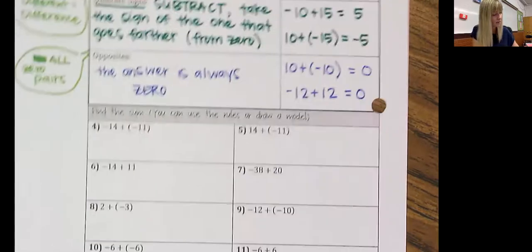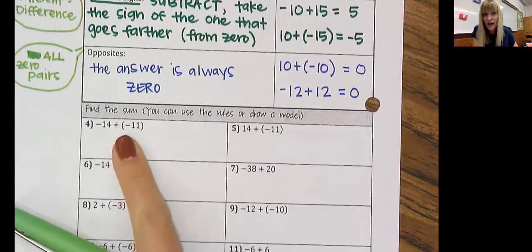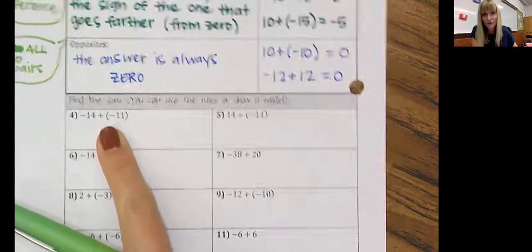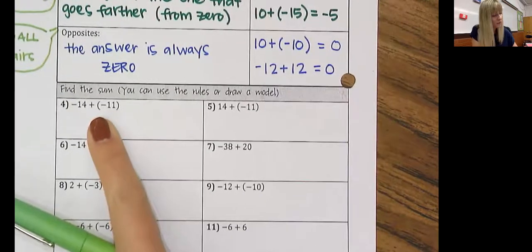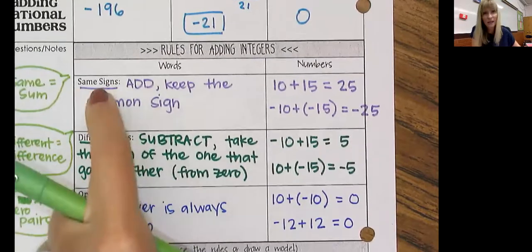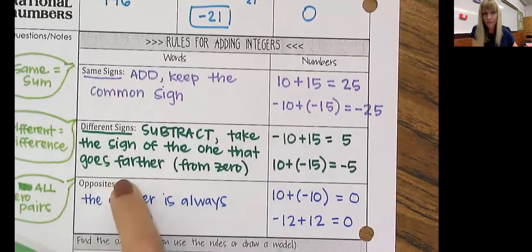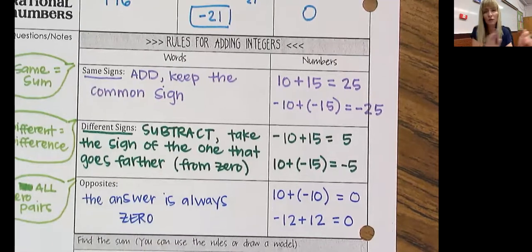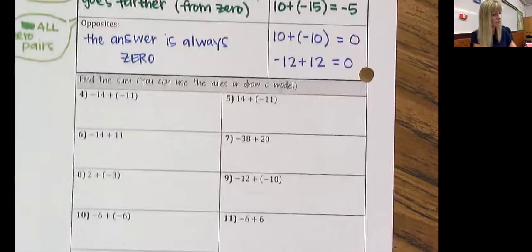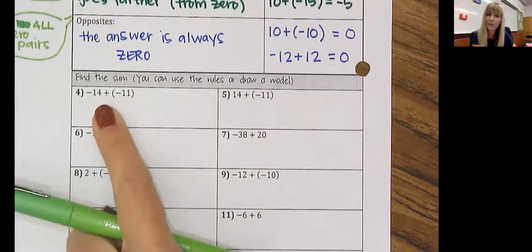So just to get you started, maybe I'll do the first two with you and then I'll set you loose. The very first question you should ask yourself is, am I dealing with same signs or different signs? Because you can't even know what rule to use if you don't recognize that, right? So that's the very first thing I ask myself when looking at a problem like this.